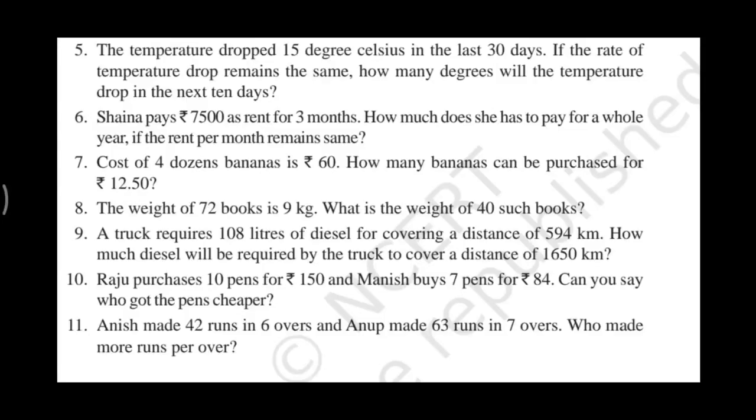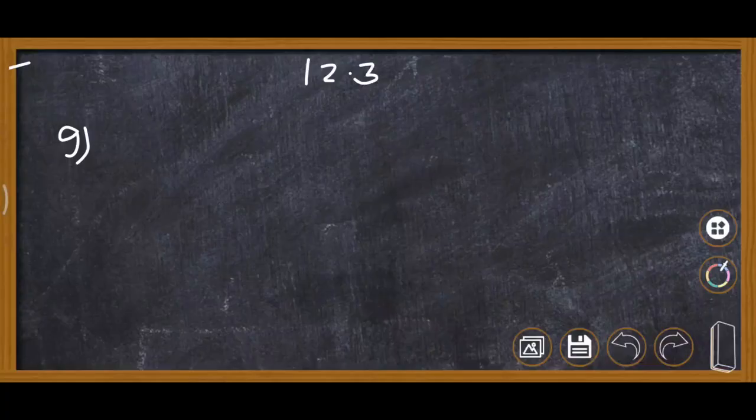Now this is question number 9. A truck requires 108 liter of diesel for covering a distance of 594 kilometer. How much diesel will be required by the truck to cover a distance of 1650 kilometer? So here first of all we will find out the diesel required for covering 1 kilometer, and after that we will find the diesel required for 1650 kilometer by the unitary method. Now let us solve it. Now this is the solution of question number 9.